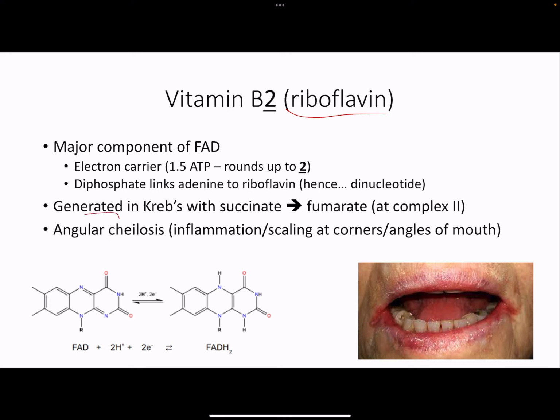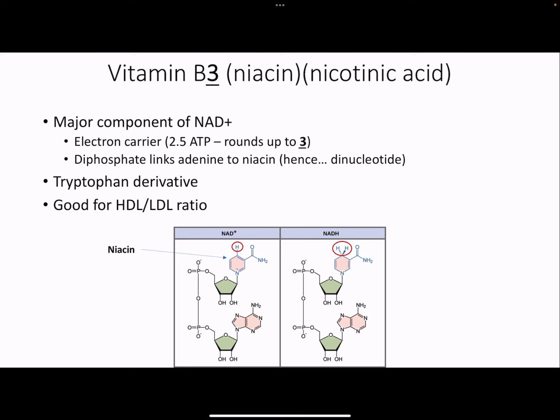And if you're deficient, you get angular cheilosis, which is just inflammation and maybe some scales at the corner of your mouth. Vitamin B3, so 2.5 ATP rounds up to 3, and again if we think about the name, NAD, nicotinamide, that's this guy right here. Niacin is specifically the nitrogen base. And then adenine is going to be the second. So this is the dinucleotide.